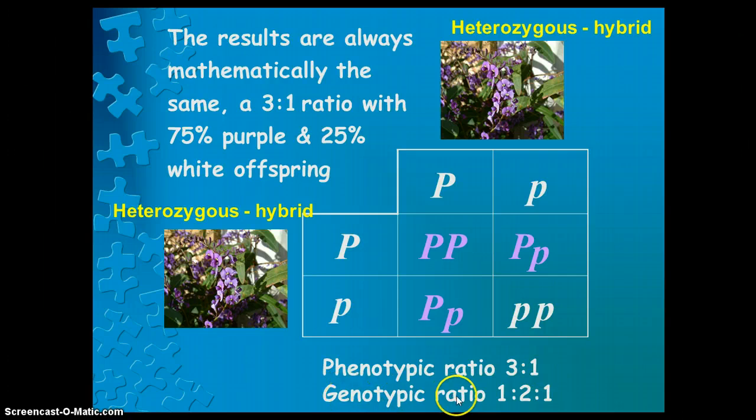While genotypic ratio is a little different, because these are the genes actually present in the organism. Well, this guy is different from these two. He's got 2 uppercase P's. He is homozygous. So we actually have a 1 to 2 to 1 ratio because we have 1 homozygous dominant uppercase P, 2 heterozygous purples, and 1 homozygous recessive.